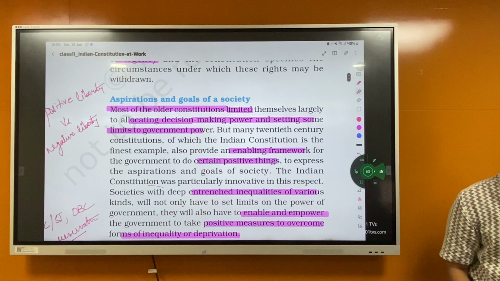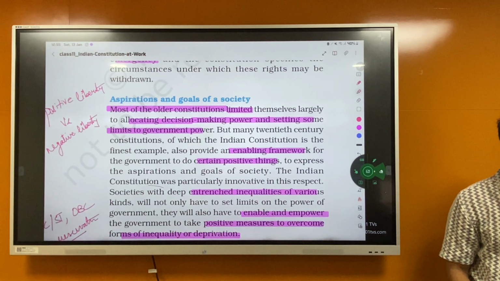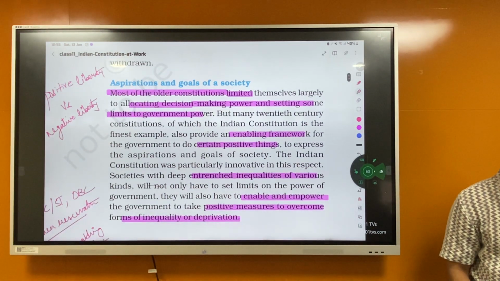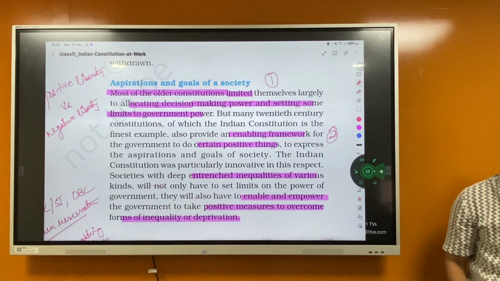Aspirations and goals of a society. Most of the older constitutions limited themselves largely to allocating decision-making power and setting some limits to government power. But many 20th century constitutions, of which the Indian constitution is the finest example, also provide an enabling framework for the government to do certain positive things. Yeah, stop here. To express the aspiration and the goal of society.